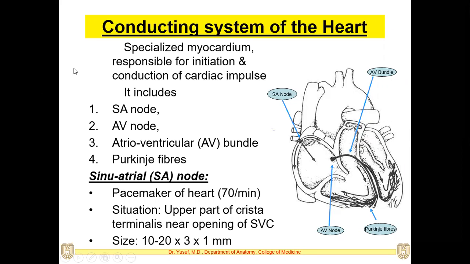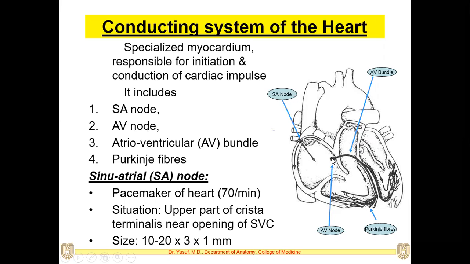It includes the SA node, AV node, atrioventricular bundle, and bundle of His. So it begins from the SA node. This is the SA node here, which is present. This is the main pacemaker of the heart. And below that, we have the AV node. This is the AV node.